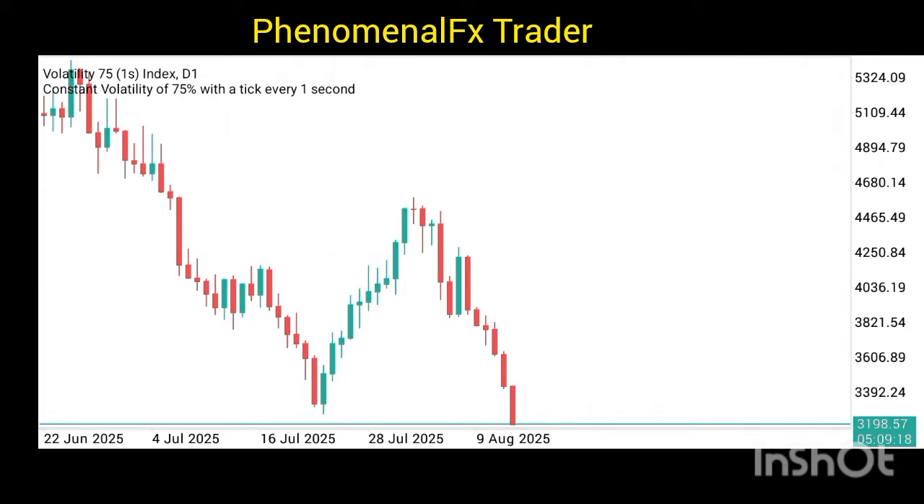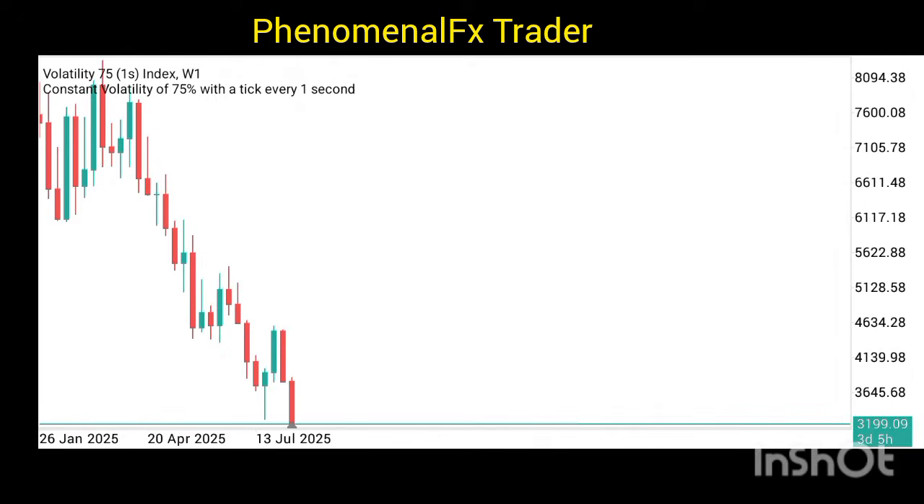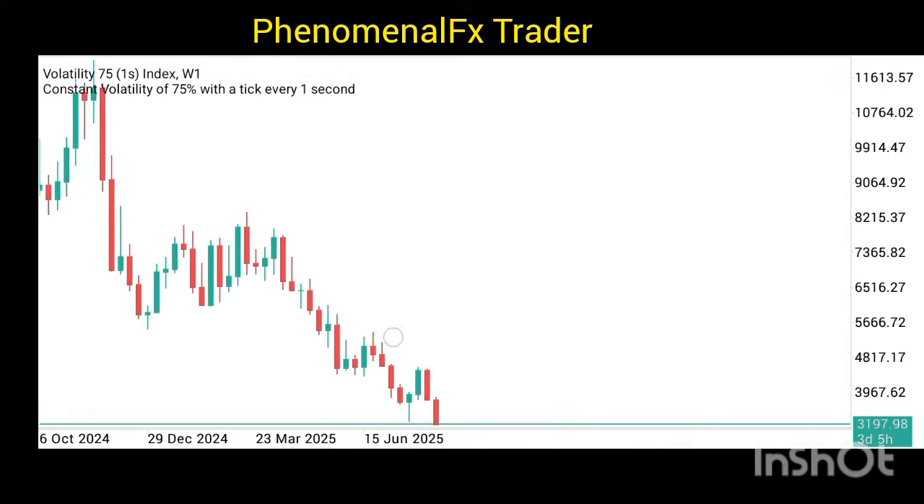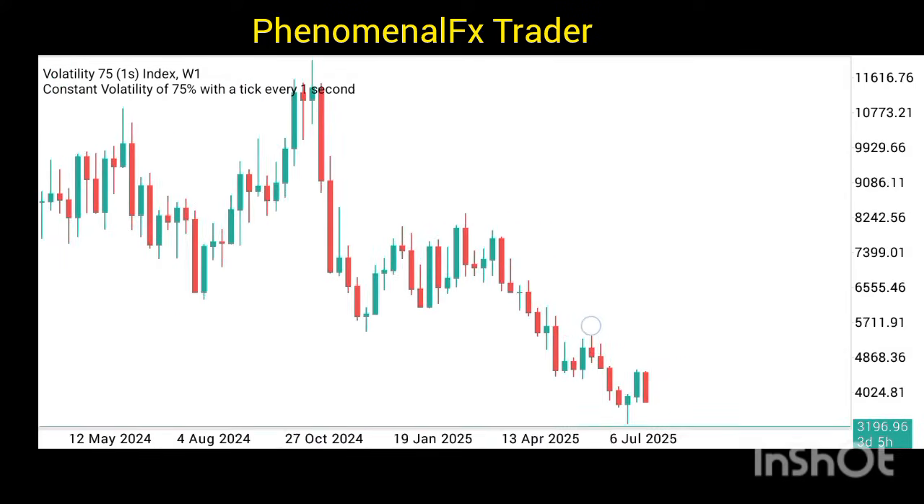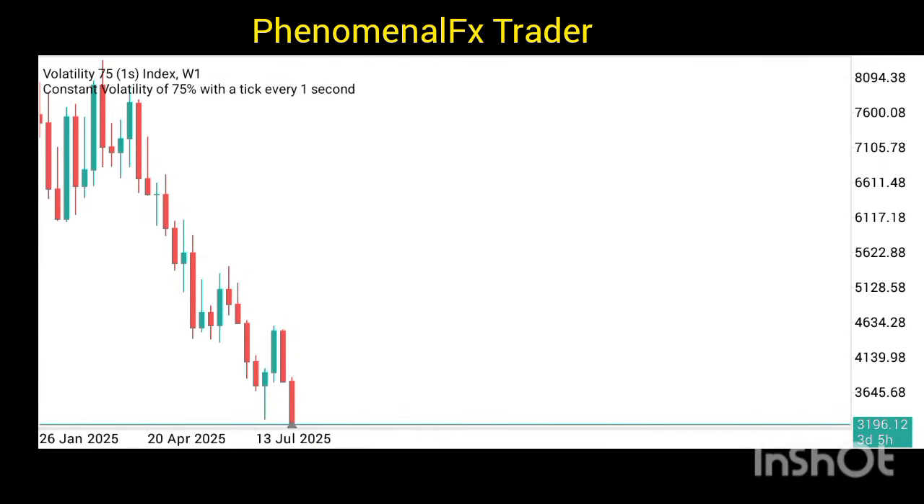All right, first of all we have to go to a higher time frame. I can go up to the weekly time frame. This higher time frame is actually to spot the direction of the market. So you can see the overall direction of the market is bearish. The market keeps on creating lower highs and lower lows.